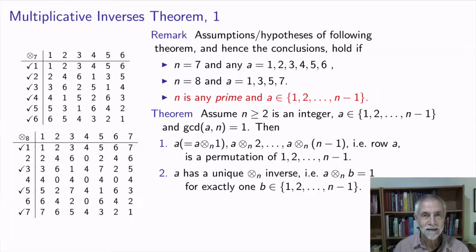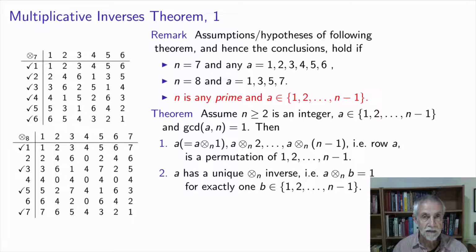So we can now formulate a theorem as follows. Assume that n is bigger than or equal to 2 is an integer, that a is in 1 up to n minus 1, and the greatest common divisor of a and n is equal to 1. Then we have the conclusions, which I just stated before, namely that the row corresponding to a, so a equals 3, it will be this row here, which is 3 times 1, 3 times 2, 3 times 3, up to 3 times 7. In other words, row a is a permutation of 1 up to 7, or more generally, 1 up to n minus 1. And a will have a unique multiplicative inverse.